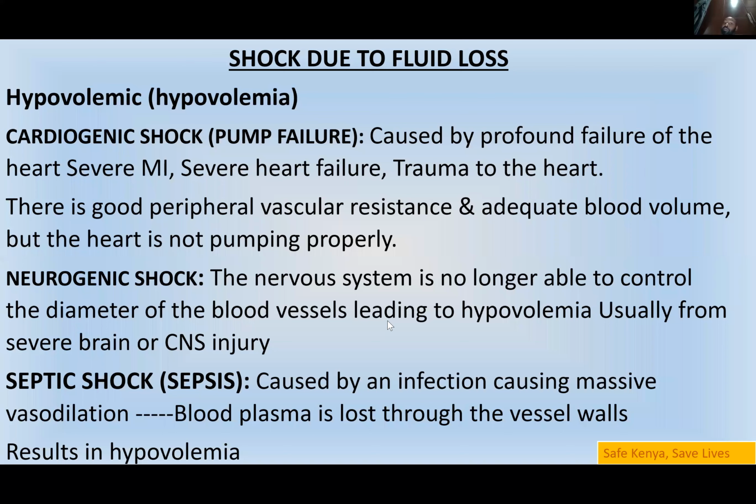The nervous system is no longer able to control the diameter of blood vessels, leading to hypovolemia, usually from severe brain or CNS injury. There's not much that we can do for patients suffering from neurogenic shock, especially if we're in the field or we're in the back of an ambulance. The most prudent thing that we can do is get them to a higher echelon of care as quickly as possible.